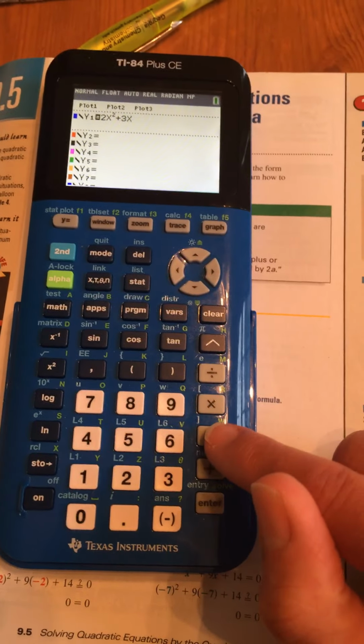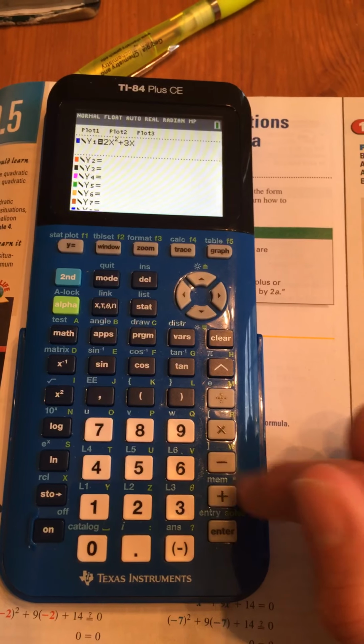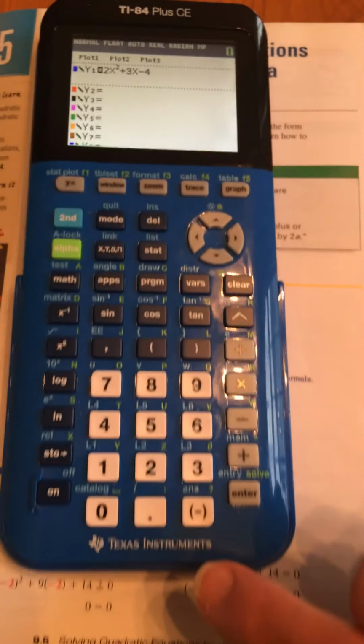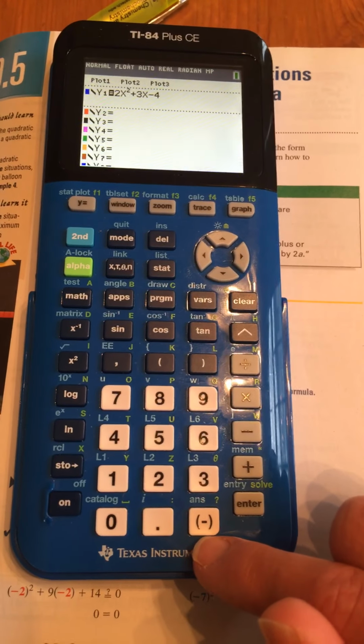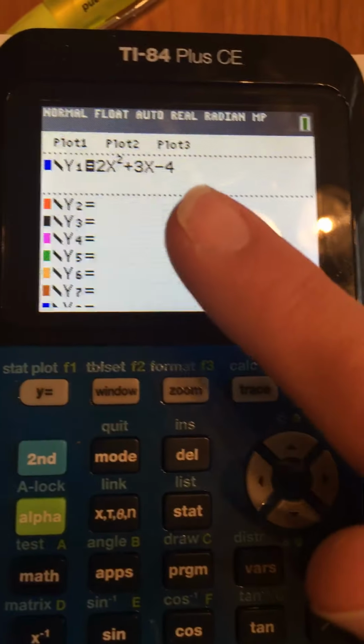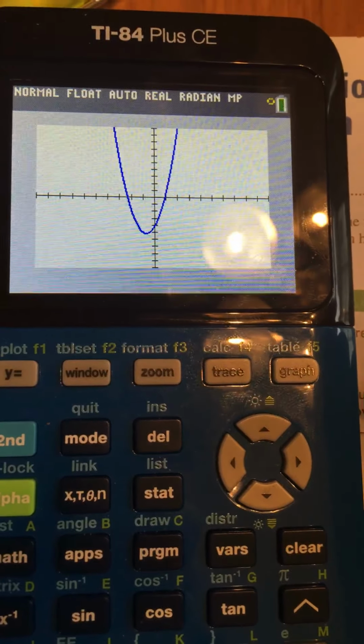Minus, you use minus if it's in the middle of an equation. You can remember that because minus and middle both start with the letter M. Minus 4. If it's at the beginning of the equation, you use the negative at the bottom because beginning and bottom both start with B. All right, so there it is. I'm going to hit graph. See how it looks? Woo, there it is, right?